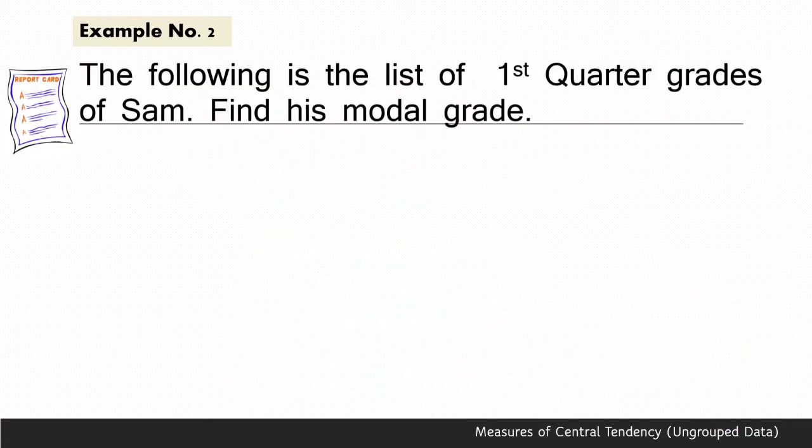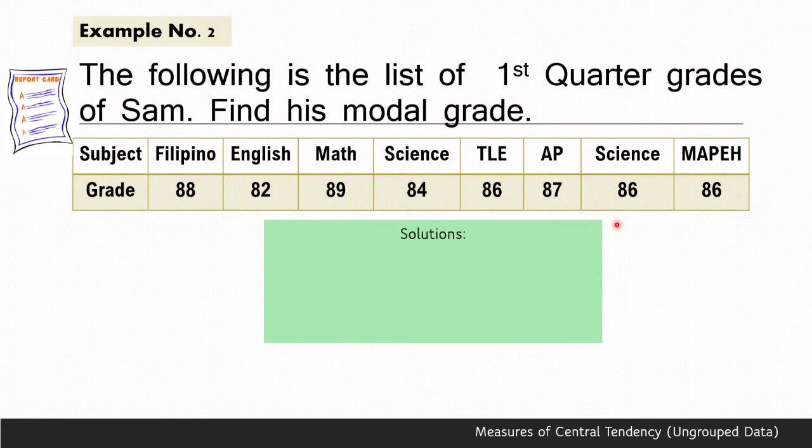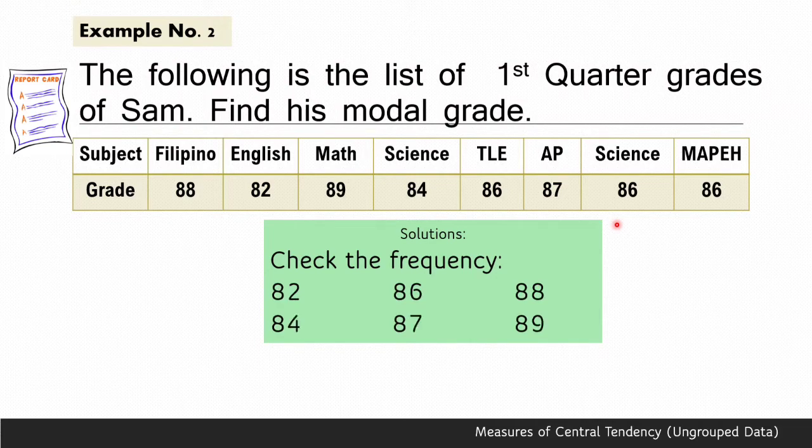Let's now have the second example. The following is the list of first quarter grades of Sam. We have to find his modal grade. So here again are his grades. Now finding the mode means we have to determine the scores that appeared here. So we have to check their frequencies. We have 82, 86, 88, 84, 87, and 89. These are the numbers that appeared in our data.